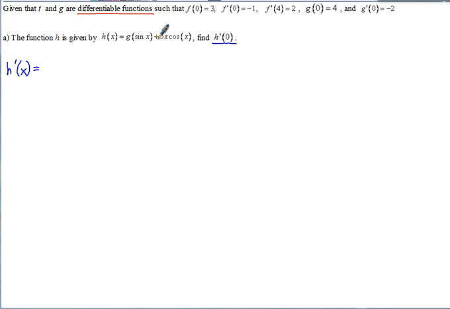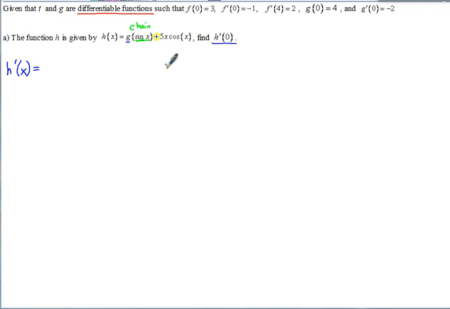And notice we've got a plus sign right there. So whenever terms are added or subtracted, you can take the derivatives separately. So let's start with g of sine of x. On this one, this doesn't mean g times sine, it means sine of x is inside of g. So this one we'll use the chain rule, where g is the outer function and sine is the inner function.